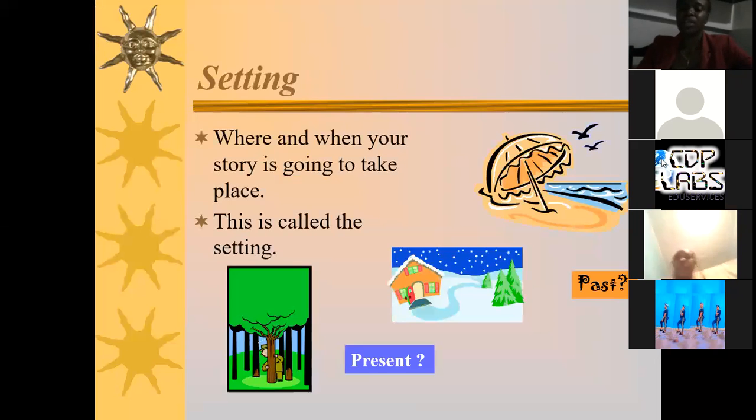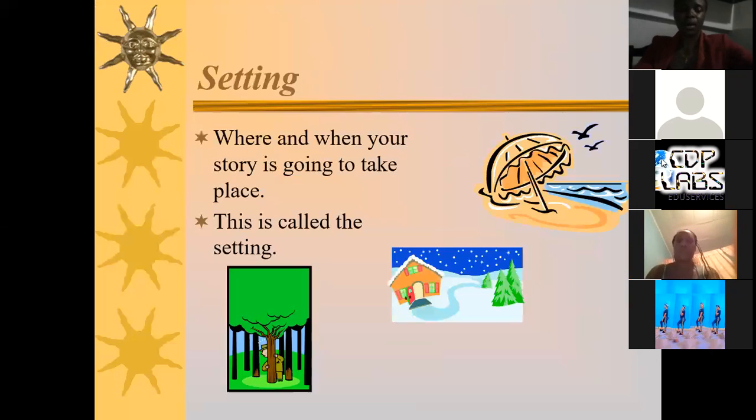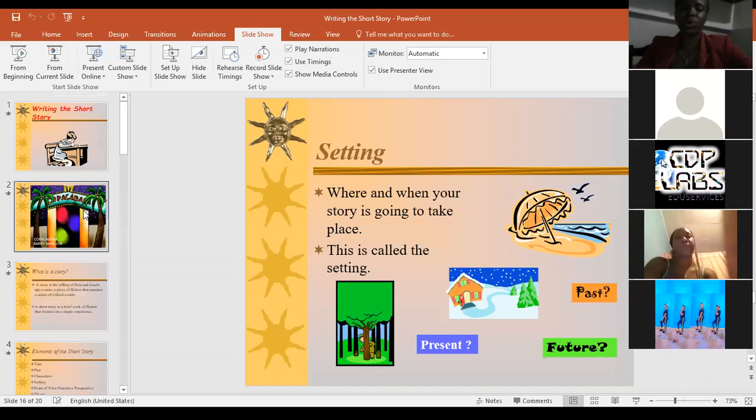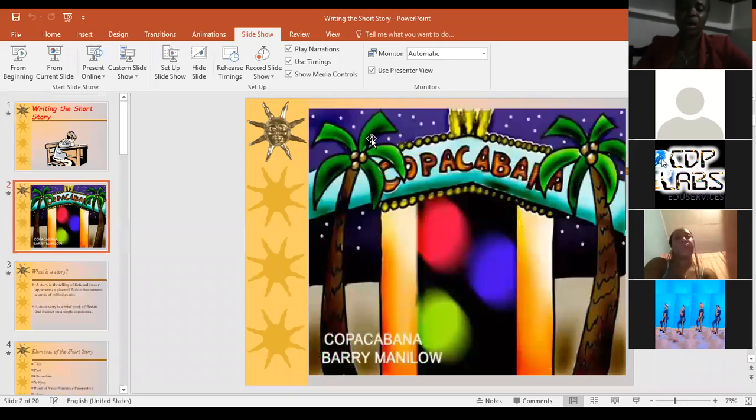Now, this is what I'm going to do before we go any further. That video that I played for you, I'm going to play it again. And since we are now aware of what the elements are, this is what I want you to do. I'm going to play the video, and you are going to identify all the elements there. So you need to identify the characters.